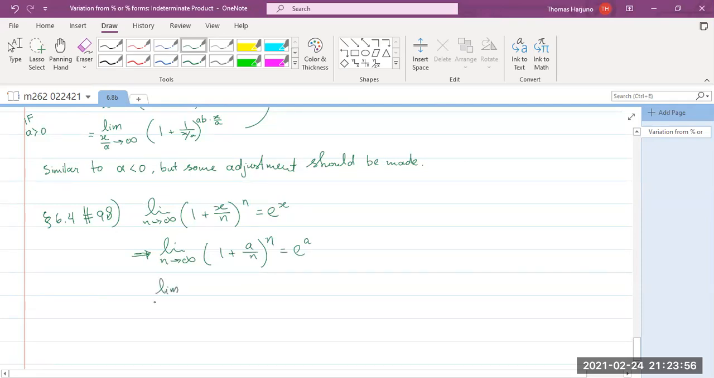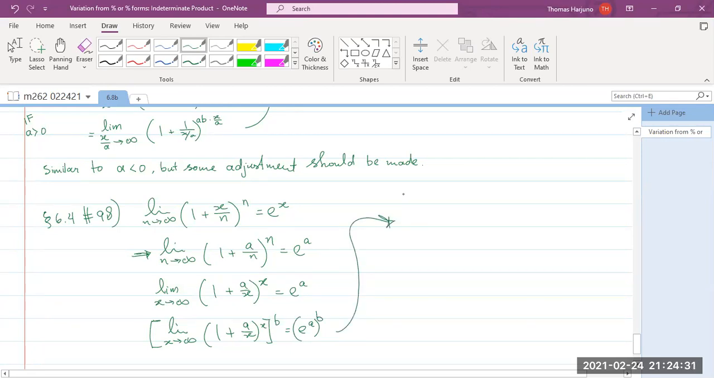Now I change that n to x. That's still e to the a. I just play with the variable. I don't like n, so I change that to my x. Right? Okay, now apply this on the left-hand side, to the power of b. But the limit of something to the power of b is the limit to the power of b. Okay, we are done.